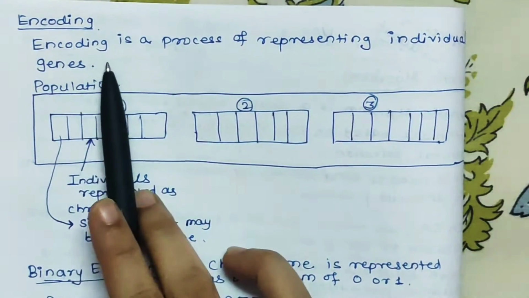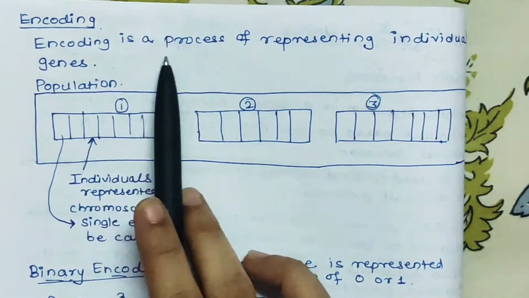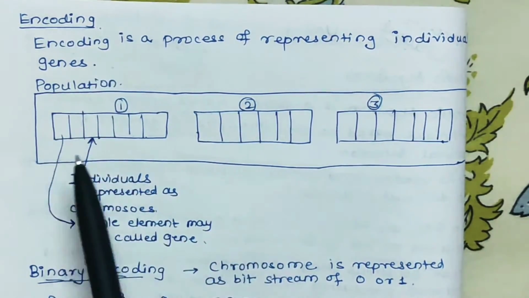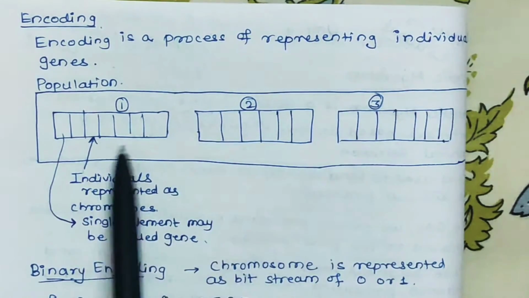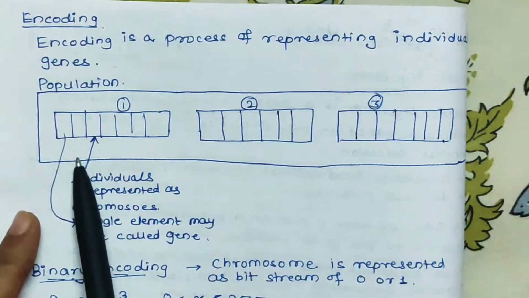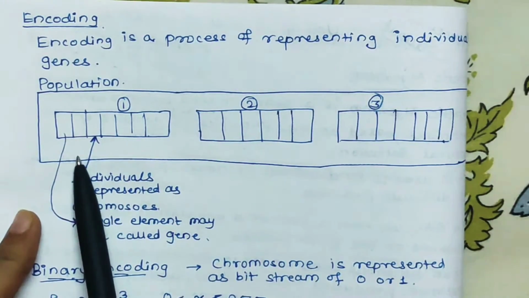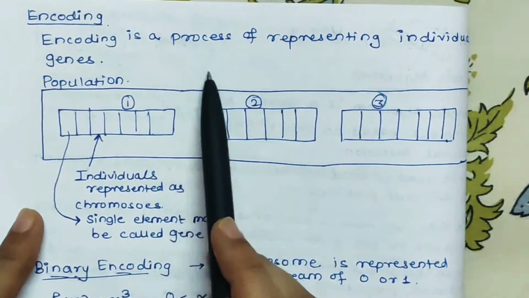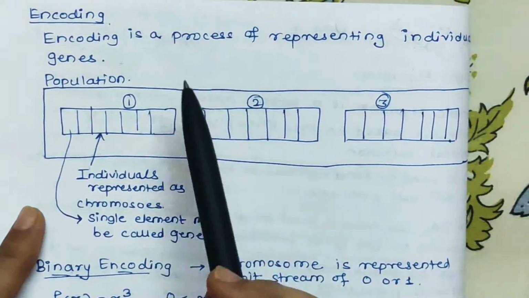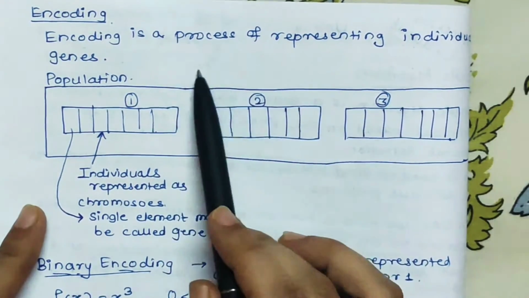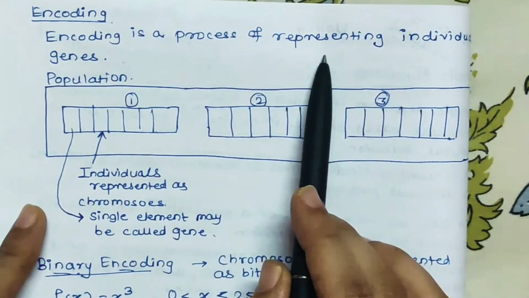In this video, we will discuss encoding. Encoding is a process of representing individual genes. As I told you earlier, the concept of genetic algorithm is similar to the concept of reproduction in human beings, where chromosomes or genes are used, and these genes are passed on from one generation to another. The best genes are passed on from one generation to another.